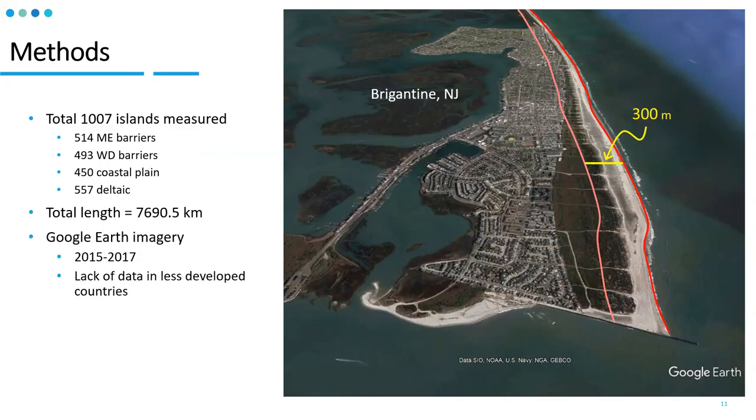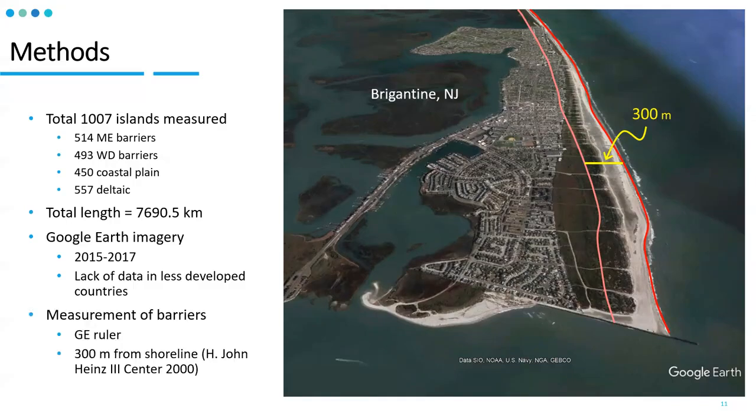As I previously mentioned, I used Google Earth aerial imagery to measure the barrier island lengths and distances of dominant classification type. I had to select this wider range of time from 2015 to 2017 because there was a lack of quality imagery in many areas of the world. I used the Google Earth ruler to measure 300 meters away from the ocean facing shoreline, as shown in the figure to the right. We selected this distance because 300 meters covers most V-zone inundation areas that are considered to be at high risk in the United States. So this value serves as a proxy for coastal infrastructure vulnerability.